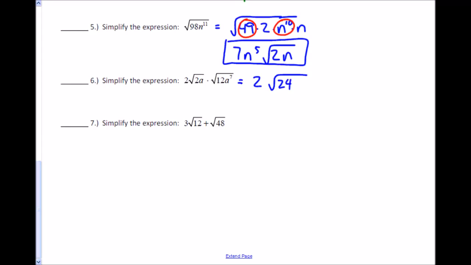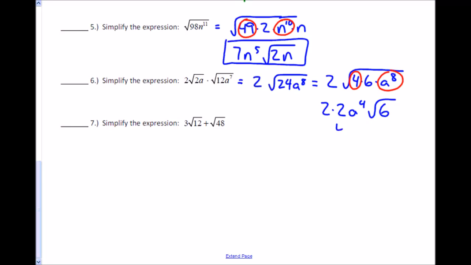That's a 24. And then a times a to the 7th is a to the 8th. And now we just got to break this down into perfect squares. The square root of this is going to be a 4 times 6. And then a to the 8th is already a perfect square. So now I take the square root of each perfect square. The square root of 4 is a 2, so it joins this 2 that was already out there. The square root of a to the 8th is a to the 4th. The 6 is still trapped. And now I just simplify this. I clean it up a little bit. That's a 4a to the 4th root 6.